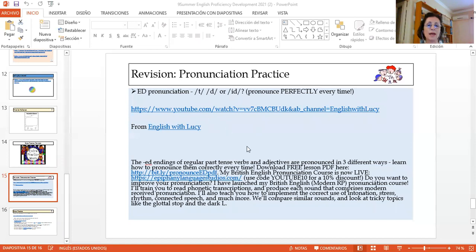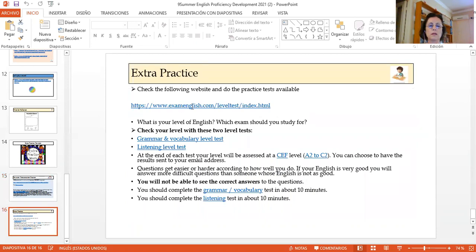So in regards to pronunciation practice, she's very, very clear. And then she also gives you some exercises, so you can practice with some exercises from Lucy. That's a good exercise. And then in this website, Exam English level test, you will find grammar and vocabulary level tests. If you go to the website, you will be able to practice in these two links.